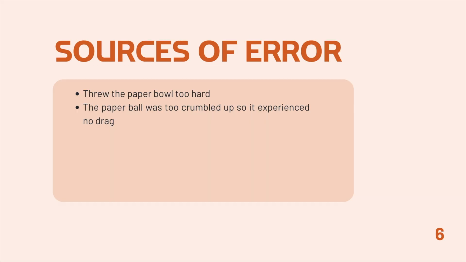Some possible sources of error include the paper ball may have been thrown too forcefully, which can reduce drag effects, or the ball may have been crumpled too tightly, which decreases the surface area and air resistance.